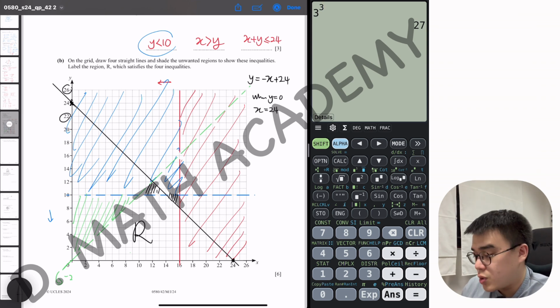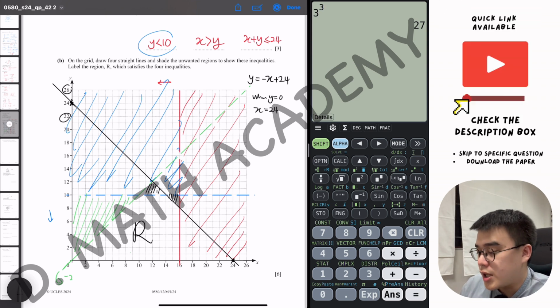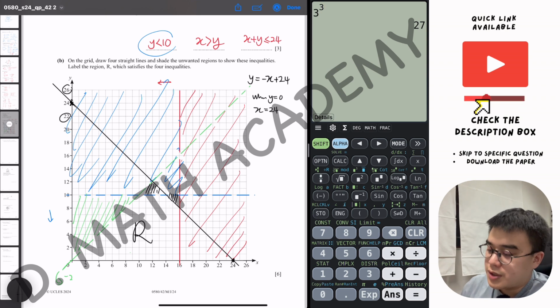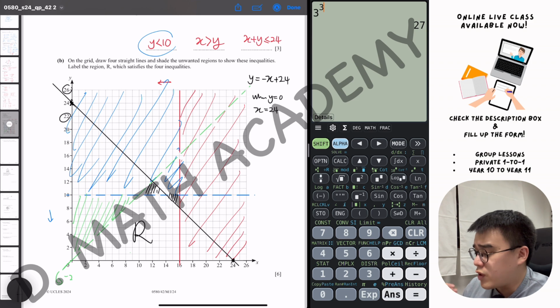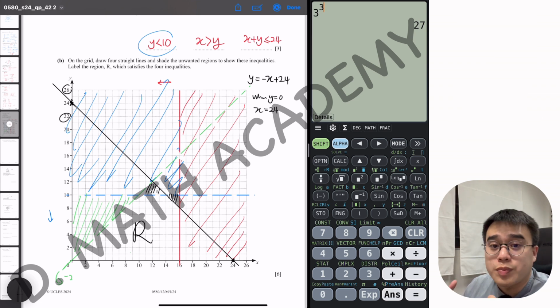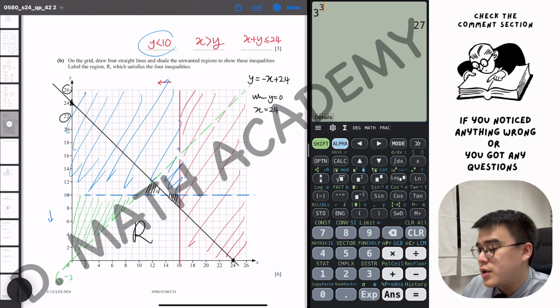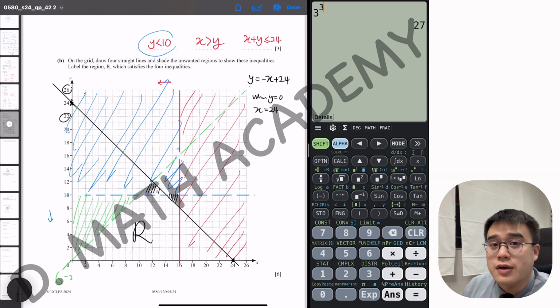Okay, so yeah, that's it. Pay attention to details, especially the inequalities that they use. When are you supposed to use a dotted line? When are you supposed to use a solid line? You should be very firm and strong to demonstrate your understanding of this.